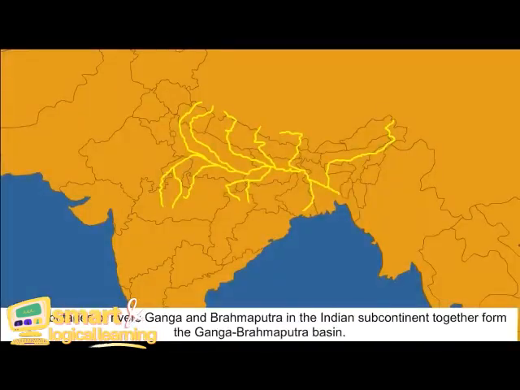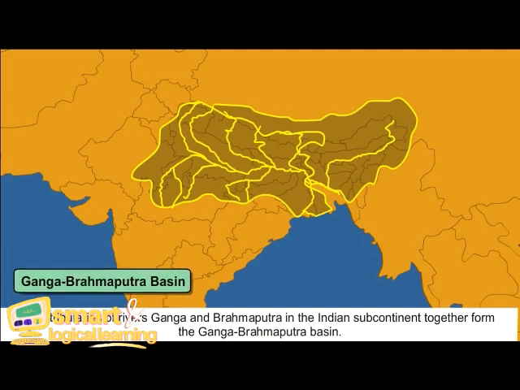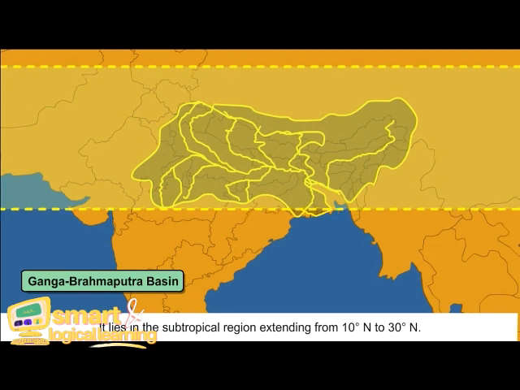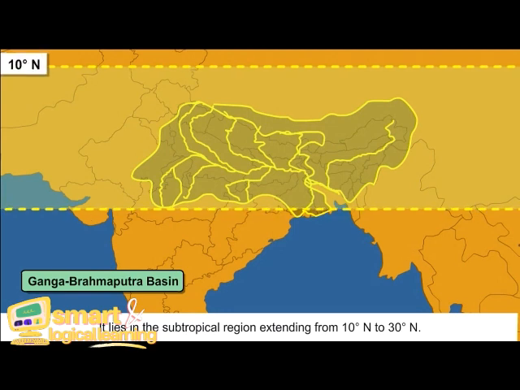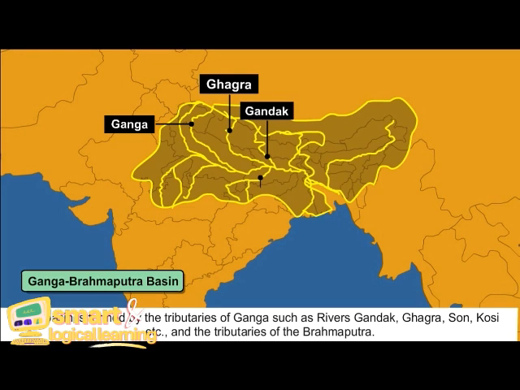Venezuela. The tributaries of rivers Ganga and Brahmaputra in the Indian subcontinent together form the Ganga-Brahmaputra basin. It lies in the subtropical region extending from 10 degrees north to 30 degrees north. The basin is formed by the tributaries of rivers Ganga such as rivers Gandak, Ghagra, Son, Kosi, etc. and tributaries of the Brahmaputra.